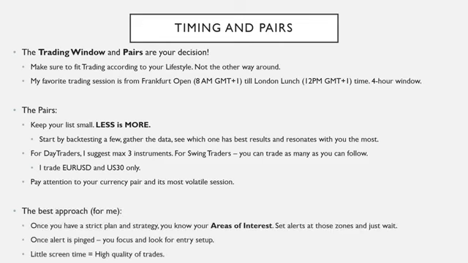Again, there is the best approach for me, right? Once you have a strict plan and strategy, you know your areas of interest, which I'm going to teach you how to spot in the upcoming videos, then what I simply do is set alerts, right? I have an uptrend. There is my higher low formation. I set an alert right there and I don't touch the chart.